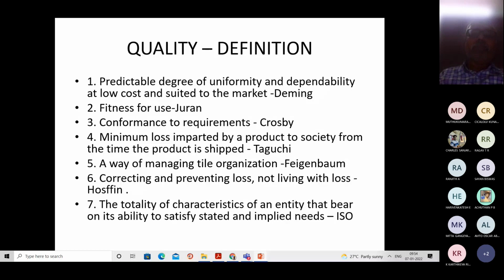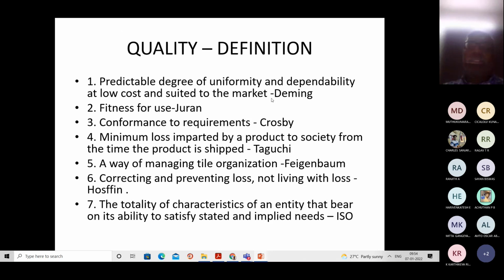why TQM should be there in every company, because traditionally we are doing some business. Because with TQM, money is involved here. So why should we go for TQM? The TQM definition also we will see in this class. So now coming back to the definition of quality.